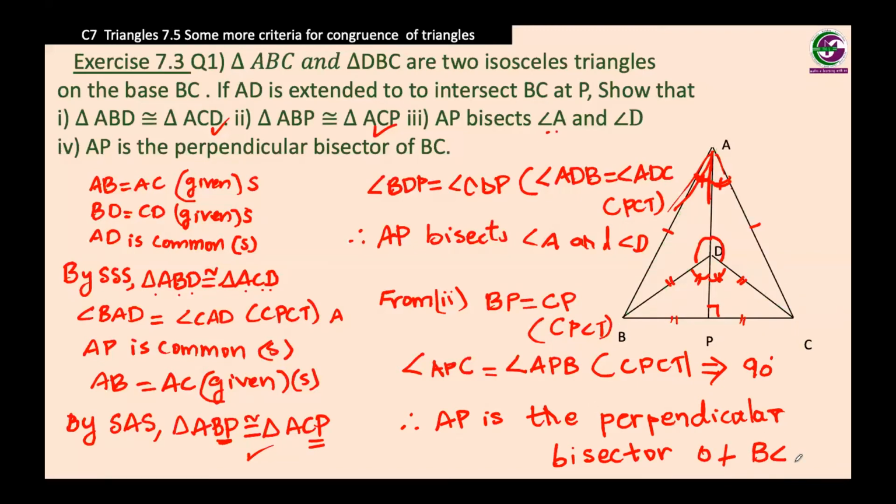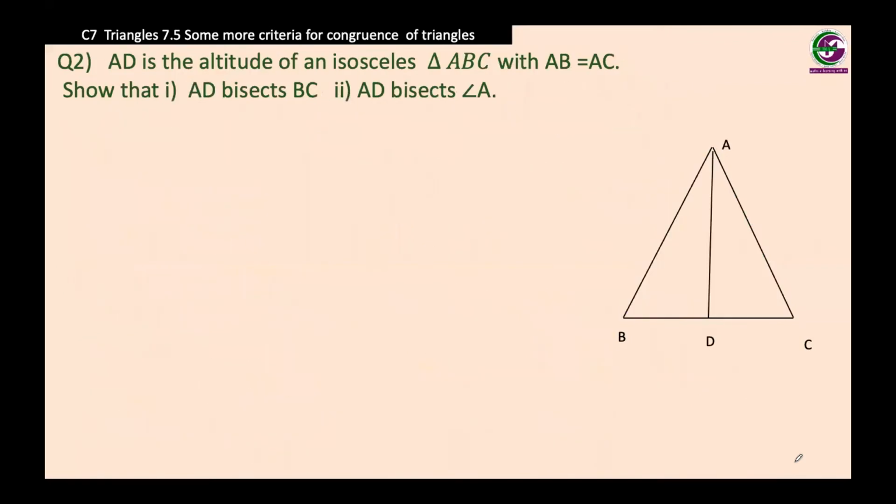Let's see the next question. AD is the altitude of an isosceles triangle, and you know altitude means it is 90 degree. So here we have each of the angle is 90 degree and the triangle is isosceles, so these two sides are equal. Whenever you are given the altitude or 90 degree, first check does RHS apply here or not. Yes, here we do because R is given, H is equal, and the side AD is common.